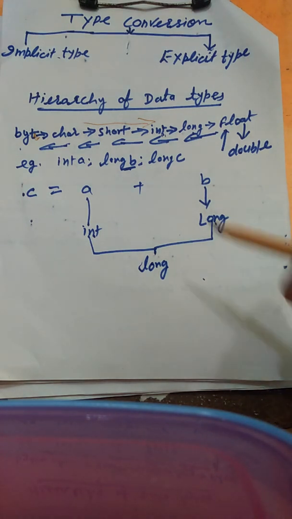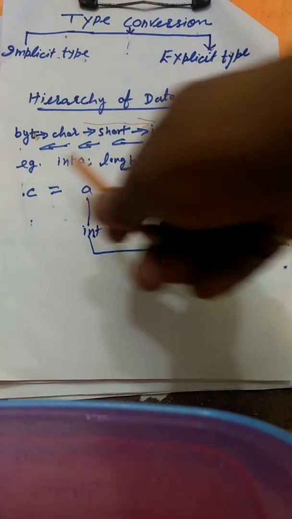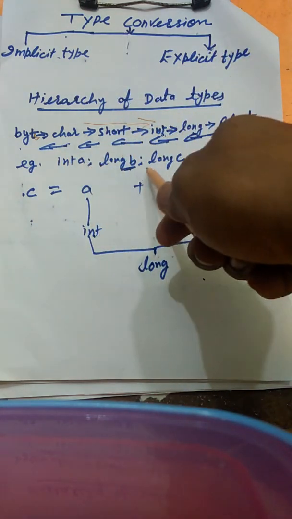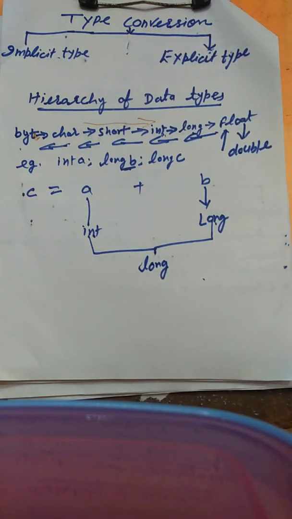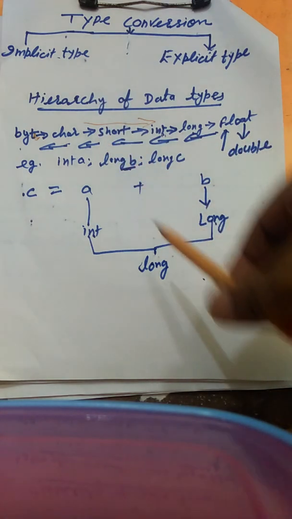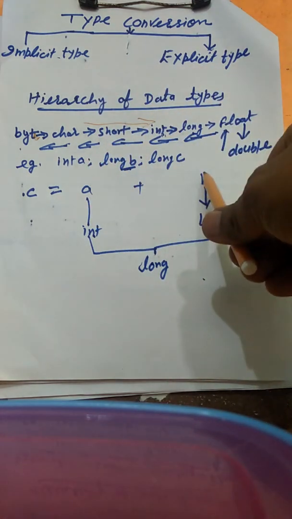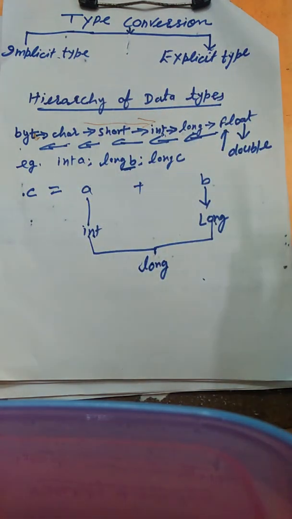Now we will discuss the examples. Integer A, long B and long C. We have to see the implicit type of conversion. How will we do the implicit type conversion in this expression? First of all, A, B, C is given. So C is equal to A plus B. Suppose we calculate like this.